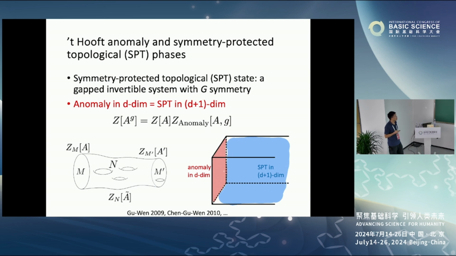So the problem of classifying d-dimensional 't Hooft anomaly with symmetry group G can then be promoted to another question that is, in some sense, answered by Kong's method. That is the classification of (d+1)-dimensional SPT states with symmetry group G.